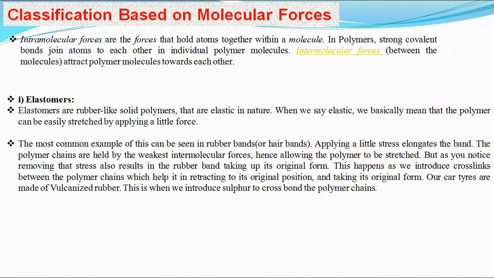The polymer chains are held by the weakest intermolecular forces, hence allowing the polymers to be stretched. But as you notice, removing the stretch also results in the rubber band taking up its original form. This happens because crosslinks between the polymer chains help in retracting to the original position. Our car tires are made of vulcanized rubber, where we introduce sulfur to cross-link the polymer chains, and it can retain its original position.